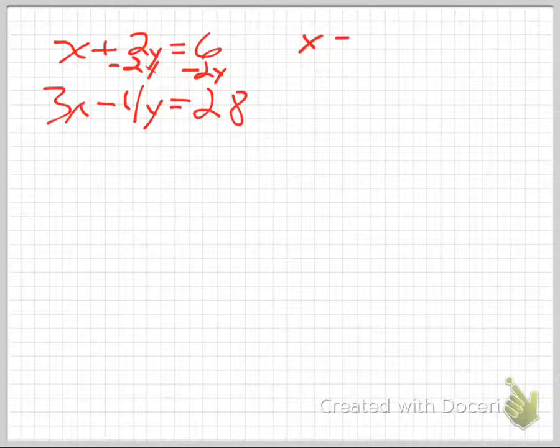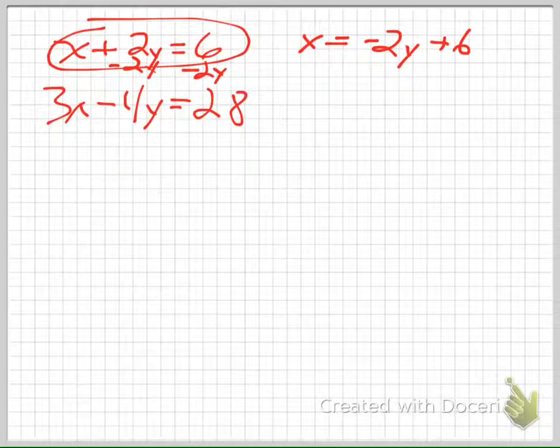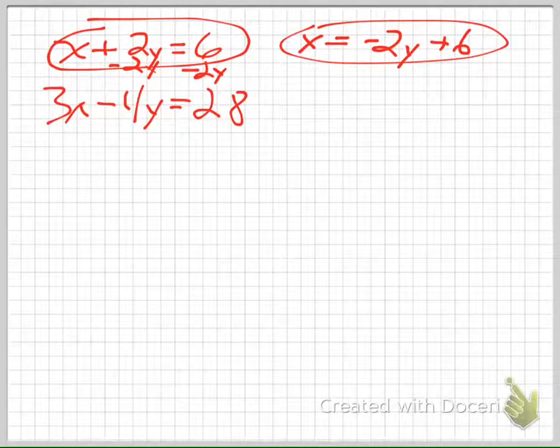Okay, it's going to be x equals negative 2y plus 6. Do you agree with that? That this right here and this right here are the same. I've just shifted 6y from one side to the other. Now that I have what x is equal to, I'm going to plug that in down here into this x.